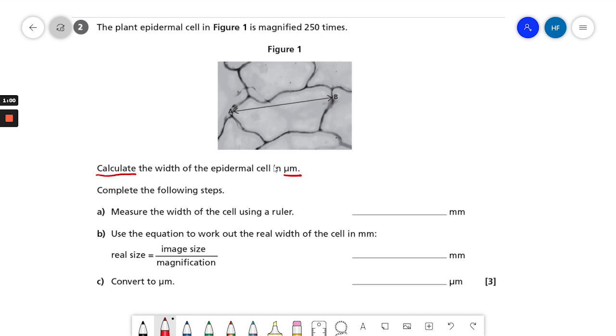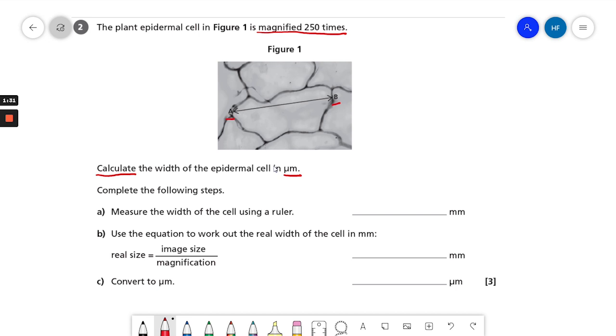And I can see up here in the first sentence it says the plant epidermal cell in figure 1 is magnified 250 times. And remember, the magnification is how much bigger the image is than the real object. Now figure 1 shows the image of a plant epidermal cell, and we can see that they've marked their points A and B to indicate the widest part of the cell.